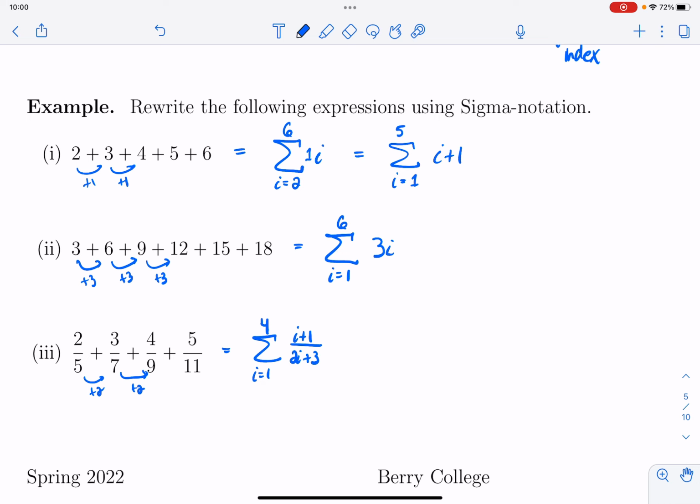So this is how sigma notation is going to operate. This will take a little bit of getting used to, but it really is a magical tool that you absolutely need in order to effectively talk about these new calculus things that we're doing.